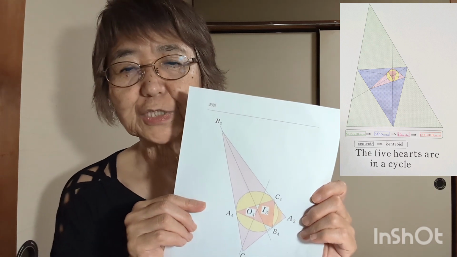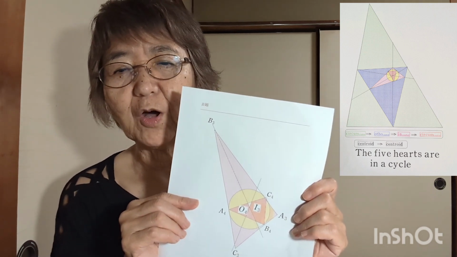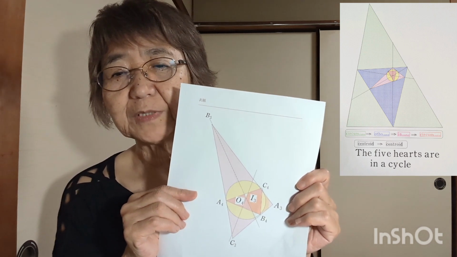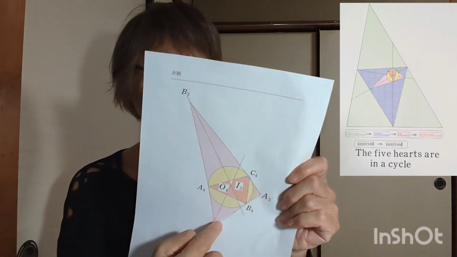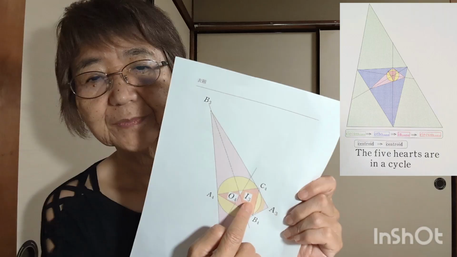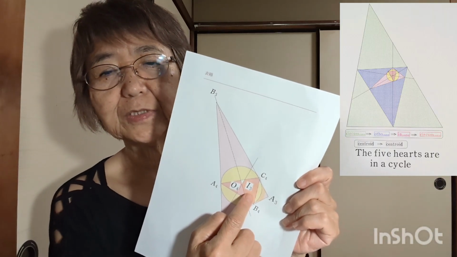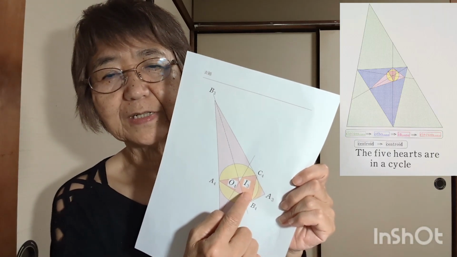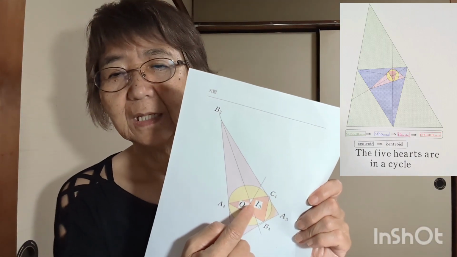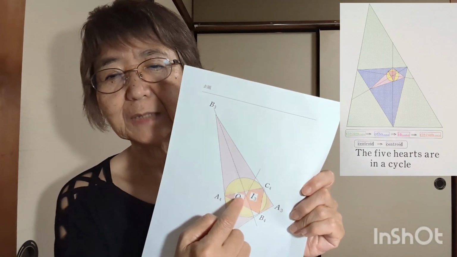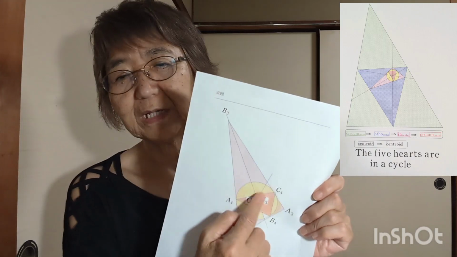The incenter I3 of the pink triangle overlaps with the circumcenter O4 of the red triangle. I3, the pink triangle's incenter, and O4, the red triangle's circumcenter, are the same point.